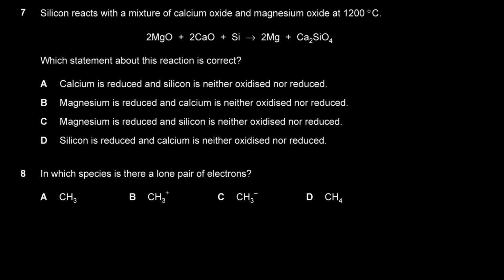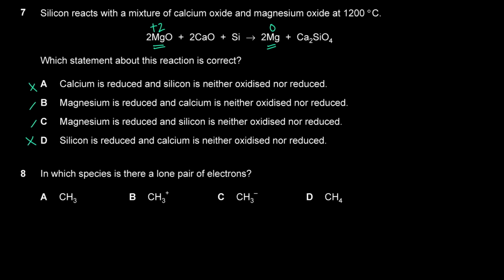Silicon reacts with a mixture of calcium oxide and magnesium oxide at 1200 degrees Celsius. Which statement about this reaction is correct? Now each of the options has to do with what is being reduced and what is being oxidized. So just looking at the equation, we can clearly see that magnesium is going from magnesium oxide, so it's plus 2 over here, to its elemental form, so 0. So magnesium is being reduced, which leaves us with options B and C, right? A and D are incorrect.